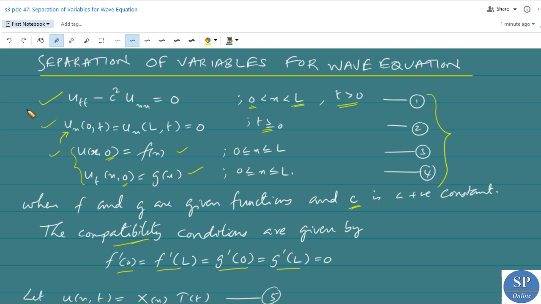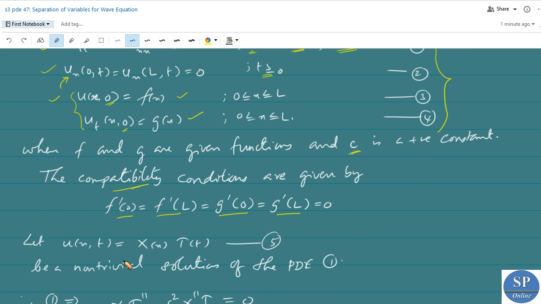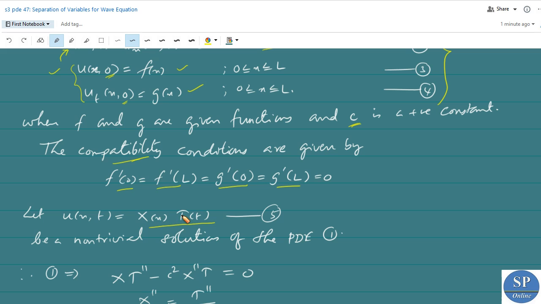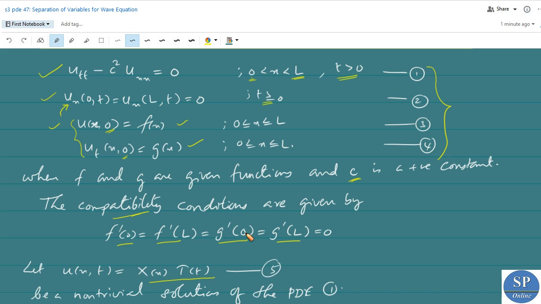Now to solve this PDE or the wave equation, we can consider u equal to X(x) into T(t) as the solution by separation of variables, where X is a function of small x only and T is a function of small t only. So let u equal to X into T be a non-trivial solution of the PDE 1. So equation number 1, our PDE u_tt minus c square into u_xx equal to 0.